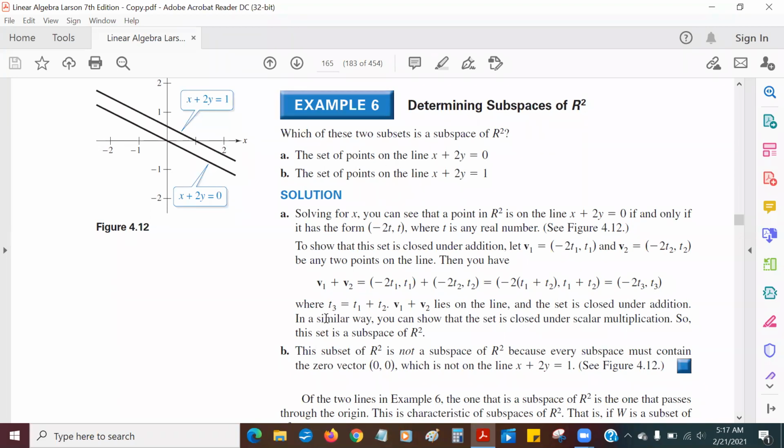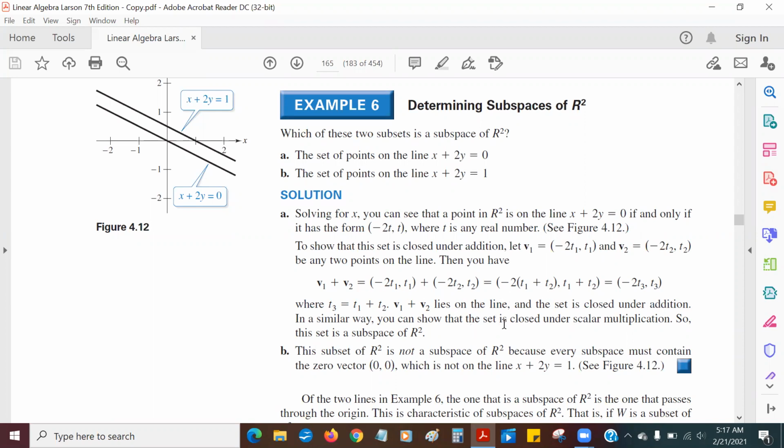So, T3, as again, I'm defining T3 to be the sum of T1 plus T2, because I just wanted to give it a name to make it shorter. Anyway, I've shown that V1, which is some point on the line, and V2, which is another point on the line, when I add them, the result also lies on that same line, which means that line is closed under addition. So this line that goes through the origin is closed under addition.